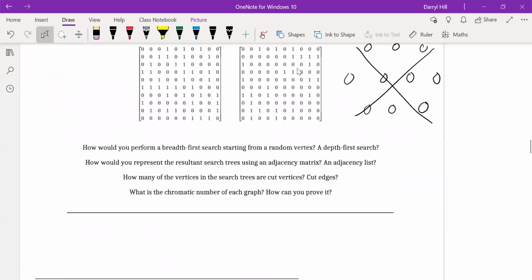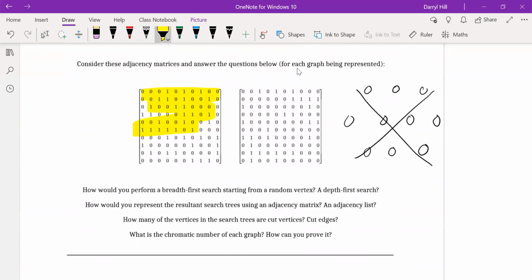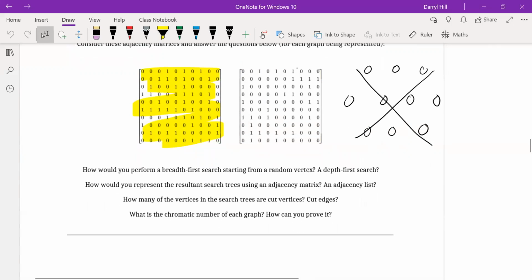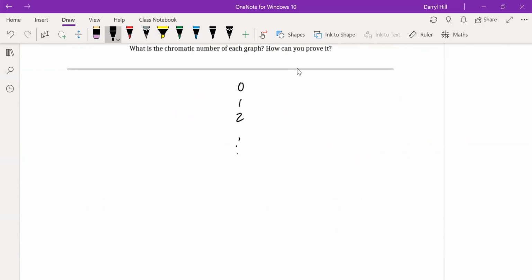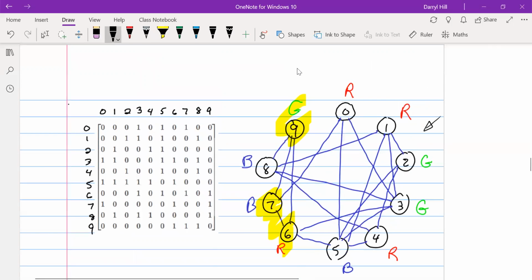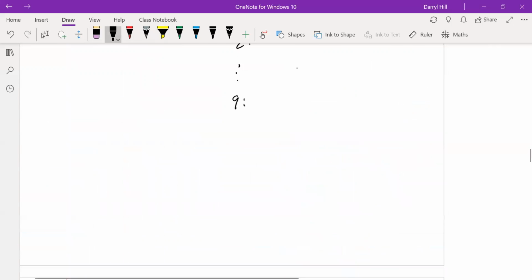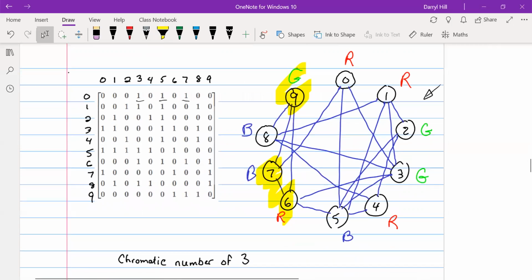What else? How would you represent the resulting trees as an adjacency matrix or an adjacency list? Well, the adjacency matrix is, of course, this, but you would have fewer ones. And the adjacency list, you would just list out your 0, 1, 2, up to 9, and then write down all the neighbors. That's pretty easy to pull right from the matrix itself, right? So for 0, I'd have 3, 5, 7. So I just write 3, 5, 7, and so on. So it's pretty easy to go back and forth from the adjacency matrix to the adjacency list.